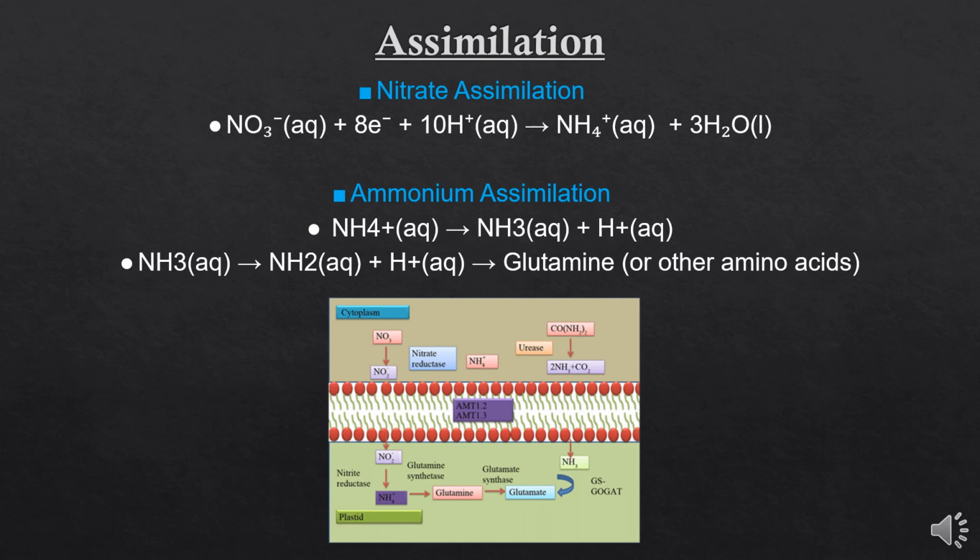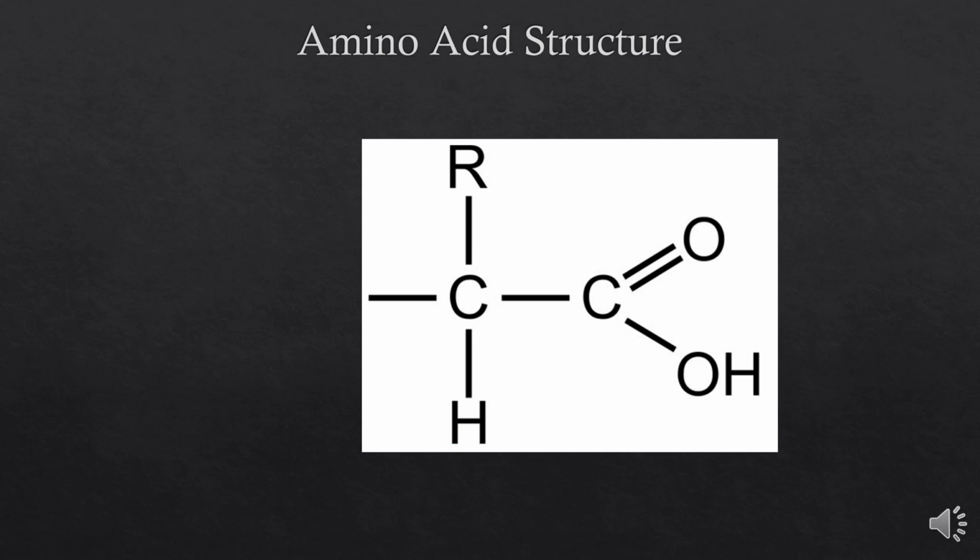Once inside of the plant cell, nitrate and ammonium are assimilated into organic compounds, primarily amino acids. It's important to note that plants in the assimilation process are reducing nitrate and ammonium to eventually get to NH2, which is a key player in amino acids, and we will talk about that in a little bit. So here is an amino acid structure. Just kidding.